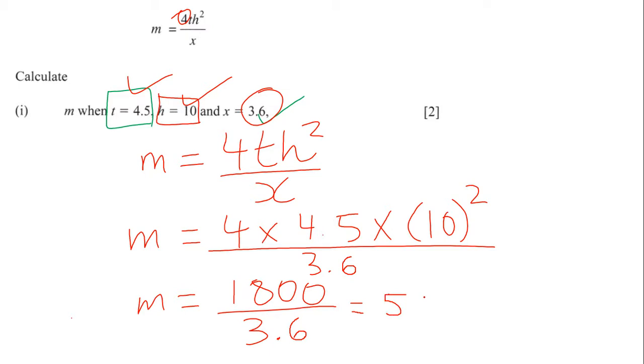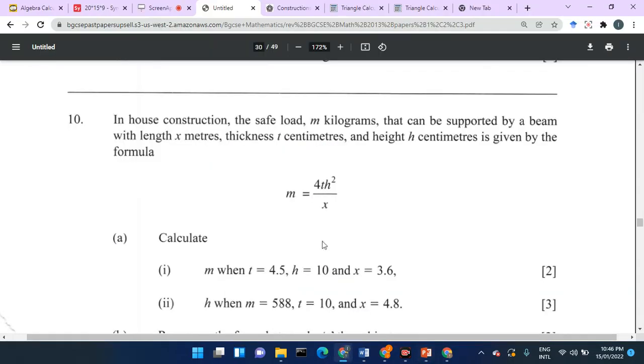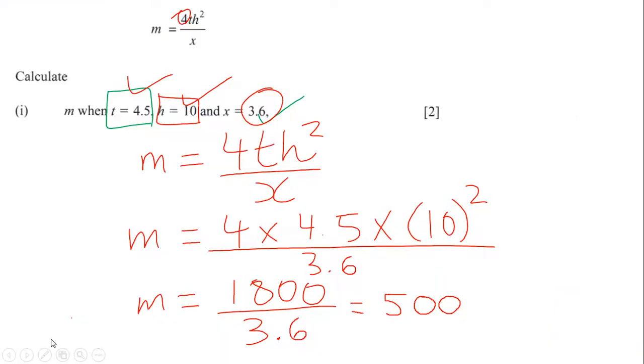Now we must keep in mind that M is the safe load, and the safe load is measured in specific units. They told us that the safe load M is in kilograms. So M is measured in kilograms, so this is going to be 500 kilograms. We're going to use kg to represent kilograms. With that being said, let's consider the next question.